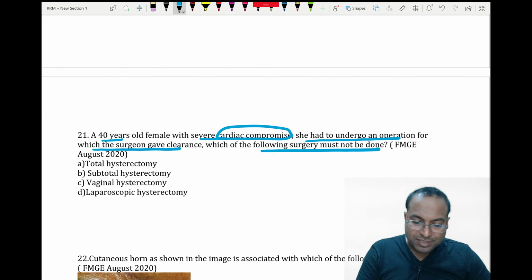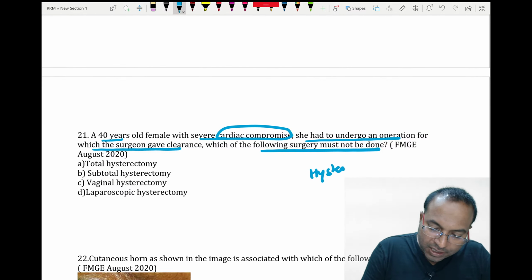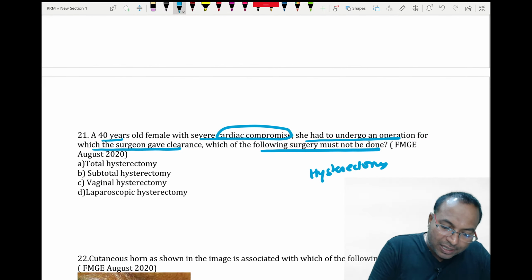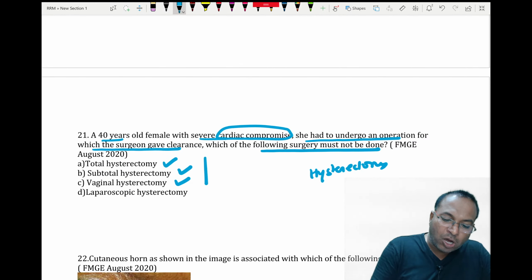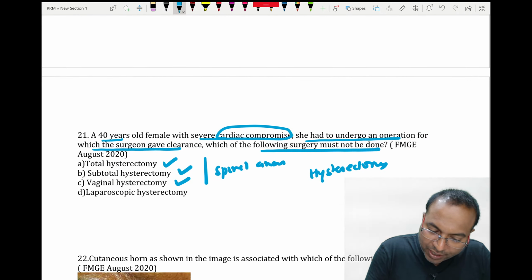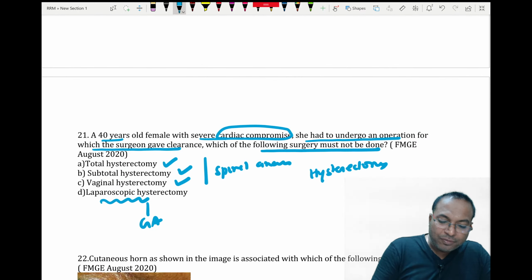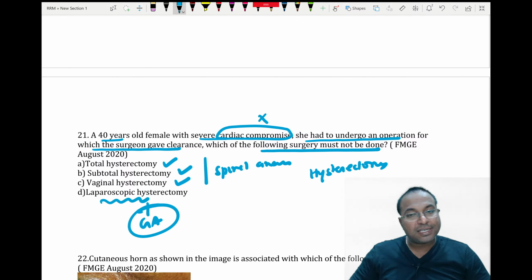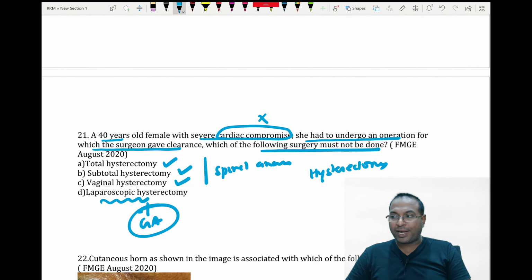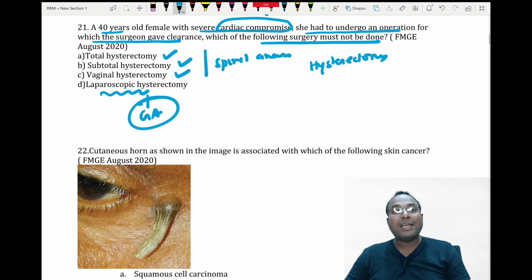So she needs a hysterectomy. Hysterectomy is planned. Total hysterectomy, subtotal hysterectomy, vaginal hysterectomy, all these are done by spinal anesthesia itself. Just with a spinal anesthesia, we can do it. But for a laparoscopic hysterectomy, I need general anesthesia, which is impossible in this patient as it is a patient of cardiac tamponade. So the answer is very simple. Laparoscopic hysterectomy cannot be done.